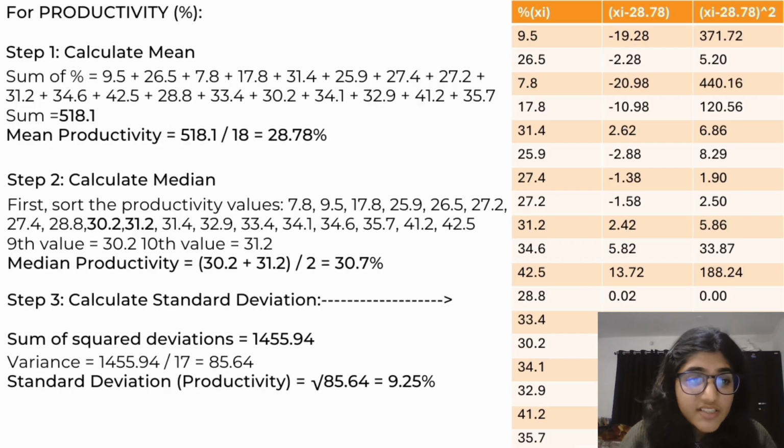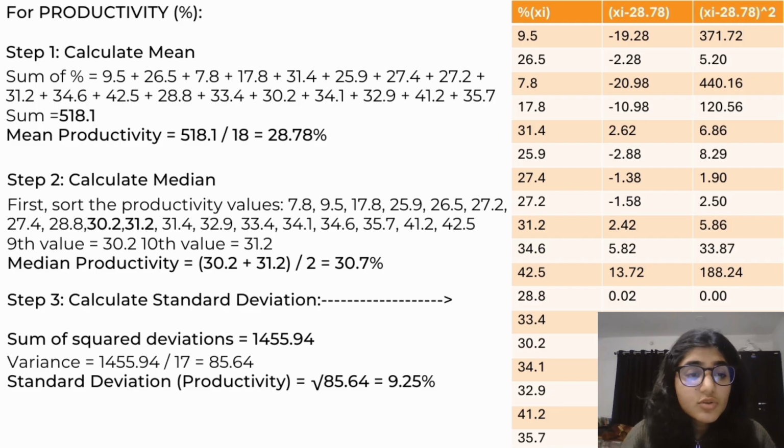Now for productivity percentage, we need to calculate the mean first. The sum is 518.1. Mean productivity is equal to 518.1 divided by 18. That gives us 28.78 percent.